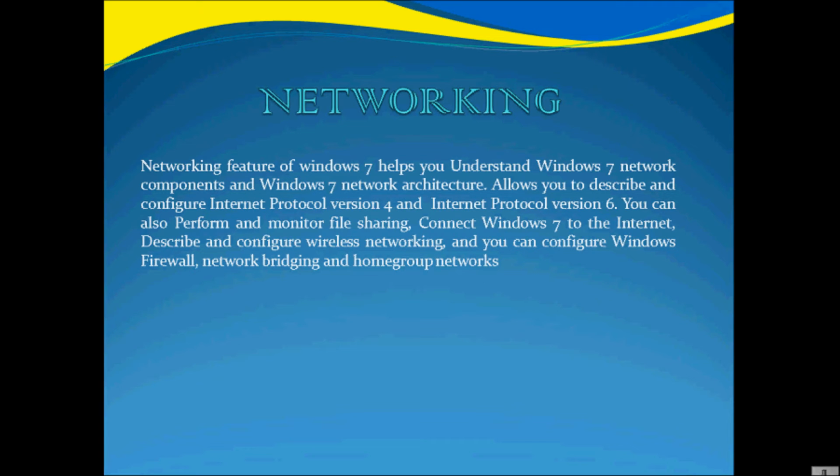So let's move on to the next topic, which is networking. Networking features of Windows 7 help you understand Windows 7 network components and network architecture. They allow you to describe and configure Internet Protocol version 4, IPv4, and Internet Protocol version 6, IPv6. You can also perform and monitor file sharing, connect Windows 7 to the Internet, describe and configure wireless networking, and configure Windows Firewall, network bridging, and home group networks.